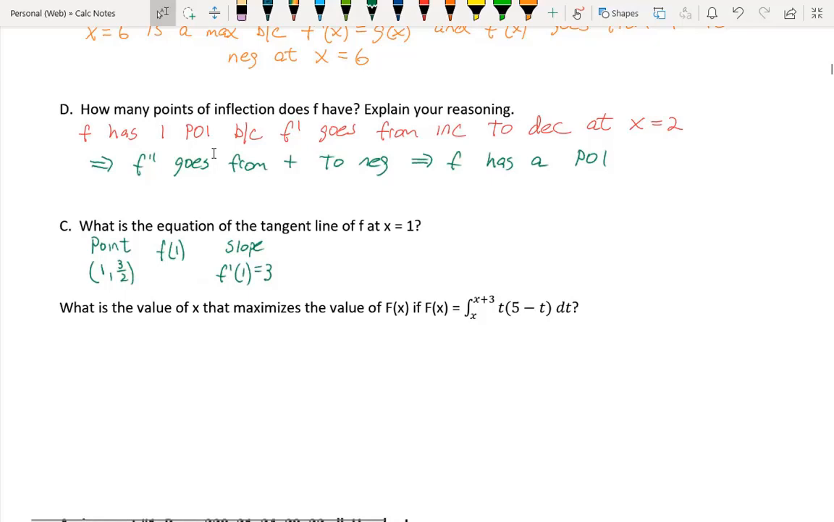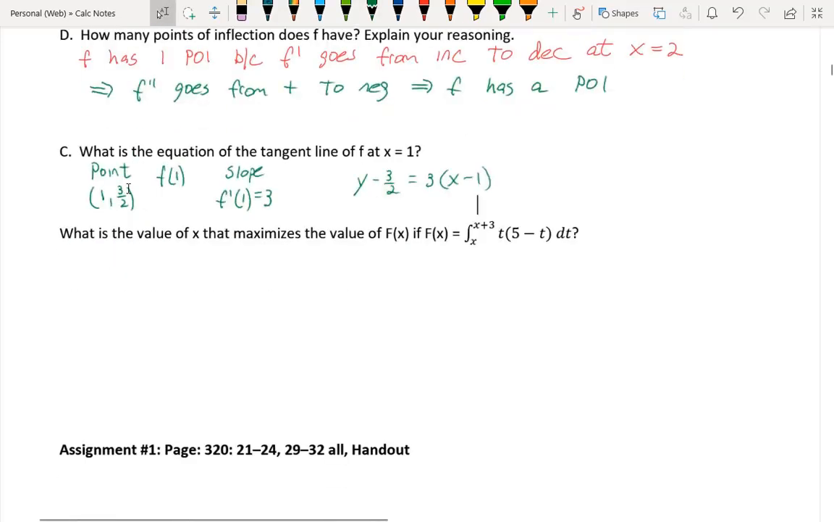So once we have a point and the slope, it's just a matter of plugging it in. y minus 3/2 equals 3 times x minus 1. And that's the tangent line at x equals 1. All right? Okay. Looks like I missed a letter here, but I'm not sure. Maybe it's a new problem.